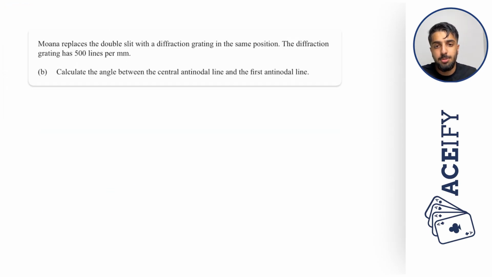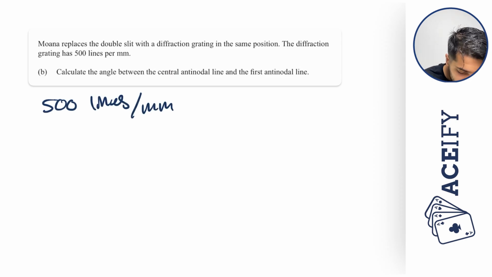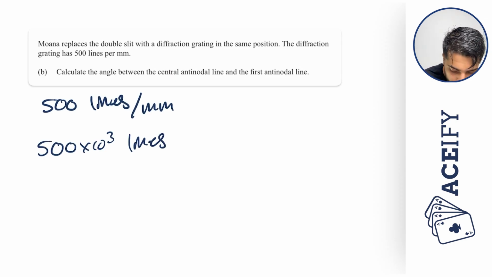Moana replaces the double slit with a diffraction grating in the same position. The diffraction grating has 500 lines per millimeter. Calculate the angle between the central antinodal line and the first antinodal line. So 500 lines per millimeter is equal to 500 times 10 to the 3 lines per meter.